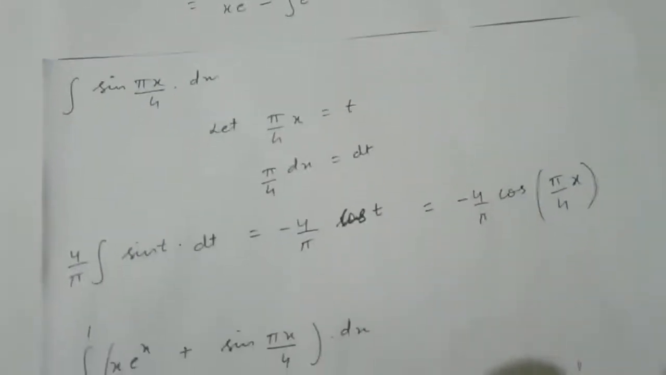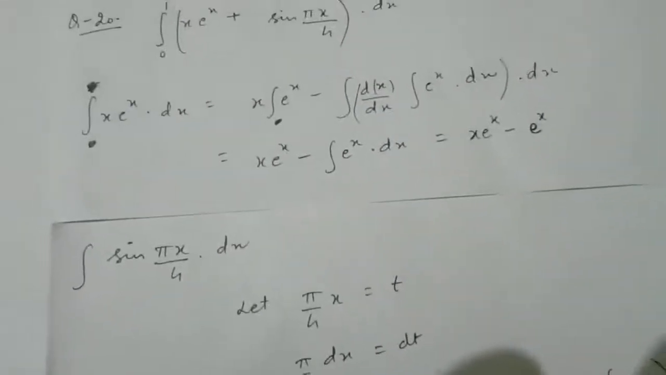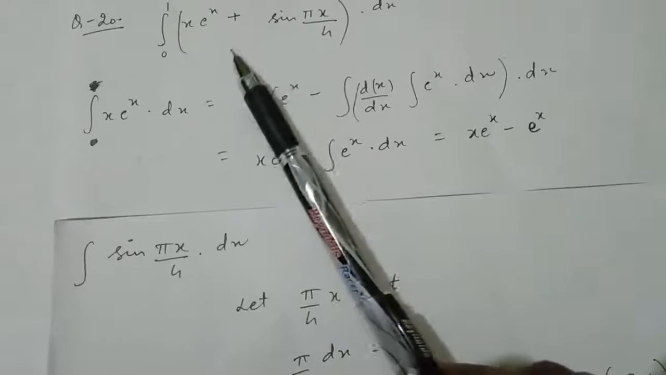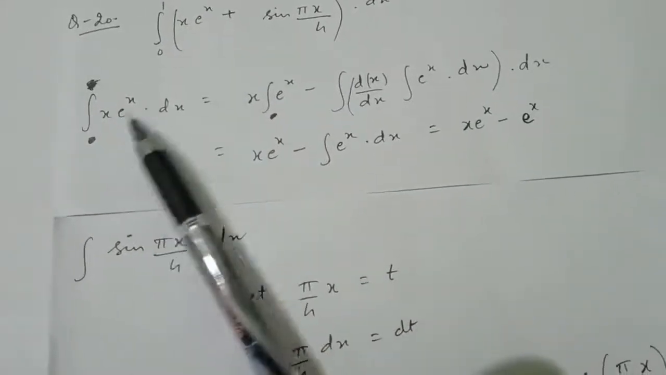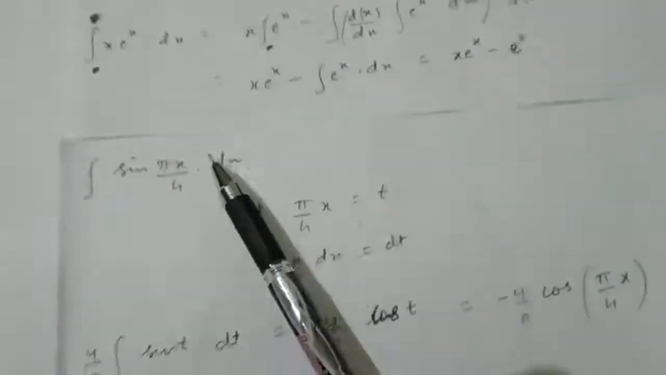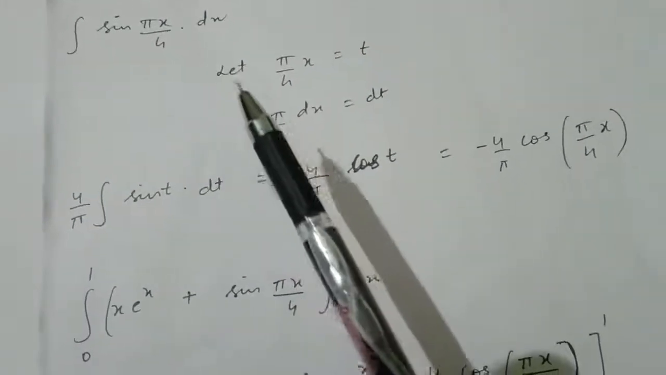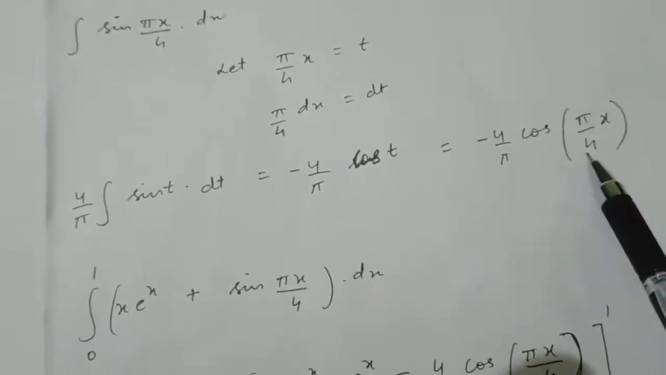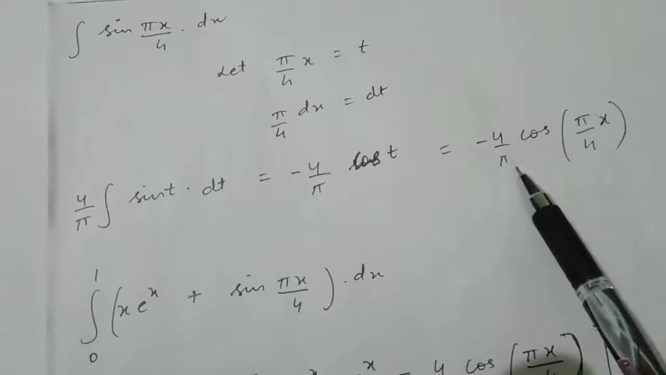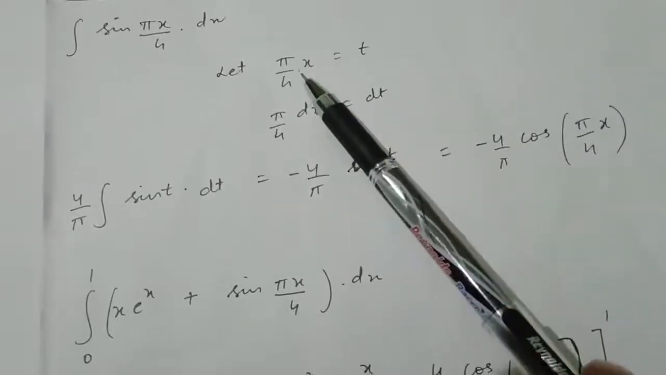Now the next is integral of sin pi x by 4, because in the question these two terms are given, right? We have to find the integral of this. Now we will find the integral of sin pi x by 4, which you can directly write as minus cos pi x by 4 upon pi by 4, which will become 4 by pi, right? How to get this? I have done it here.